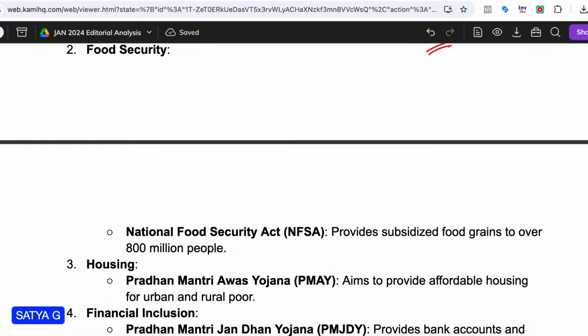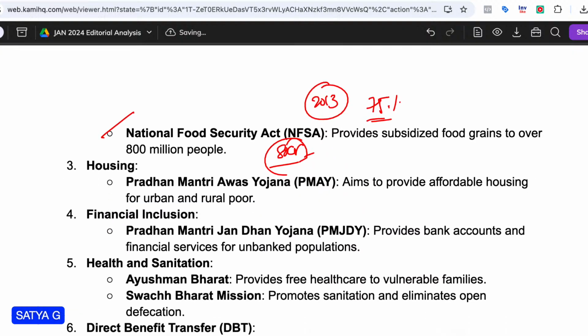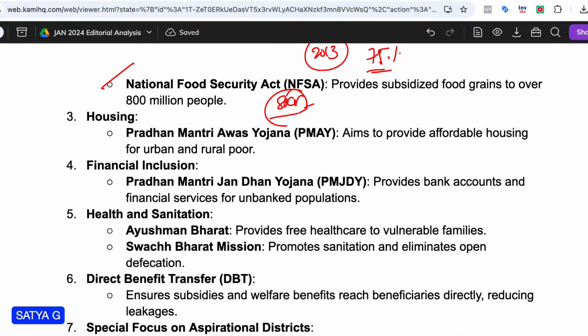When it comes to food security, we have a beautiful program, the National Food Security Act. It provides food grains for nearly 80 crore people in India. In 2013 the scheme came, and at that time they mentioned addressing 75% of people. Right now they are providing for 80 crore people. And housing, Pradhan Mantri Awas Yojana, affordable housing. We have two schemes, urban and rural, so you can mention that. And Jan Dhan Yojana, providing bank accounts and financial services for the unbanked population. For financial inclusion you can mention that one. And you have UPI, and we have others also, right? You can mention those.